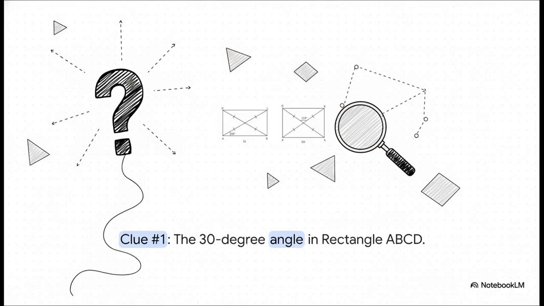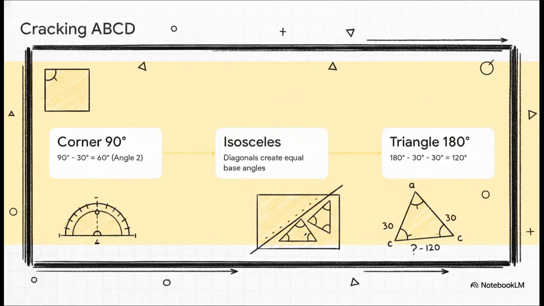Let's take a look at our very first official piece of evidence in rectangle ABCD. We are given one single clue. Angle 1, down there in the corner, is exactly 30 degrees. And it's wild, but from this one tiny thread, we can completely unravel the entire shape. Just watch how this logic cascades. A rectangle's corner is 90 degrees, right? So angle 2 has to be 60.